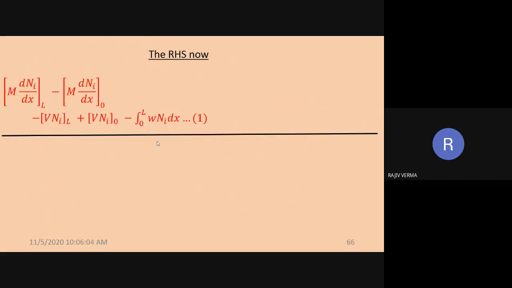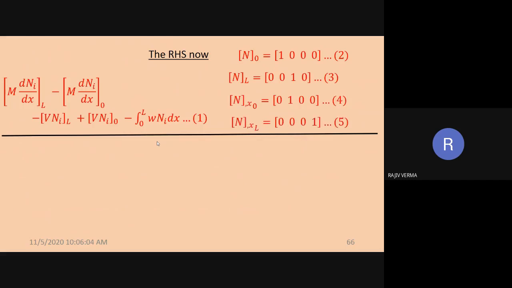So this is equation number 1, which has been carried forward from the previous slide. And these are the values of the 4 shape functions at x equal to 0 and x equal to L. This is equation number 2 and equation number 3. And similarly, the differentials of the shape function with respect to x, evaluated at x equal to 0 and x equal to L. This is equation number 4 and 5.